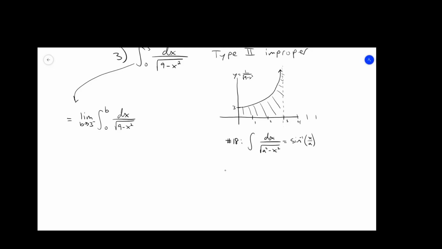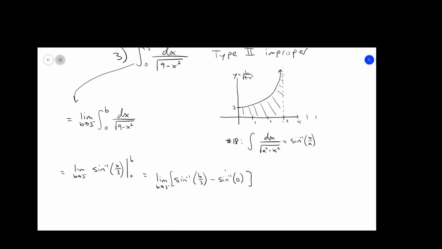Okay, so that means we just need to identify a here. A in this case is 3, and so what we're going to get, and then we've got to plug in our 0 and our b there, and so we're going to get the limit as b approaches 3 of the inverse sine of b over 3 minus the inverse sine of 0 over 3, and that there is 0. So that's the limit that we have to find now.